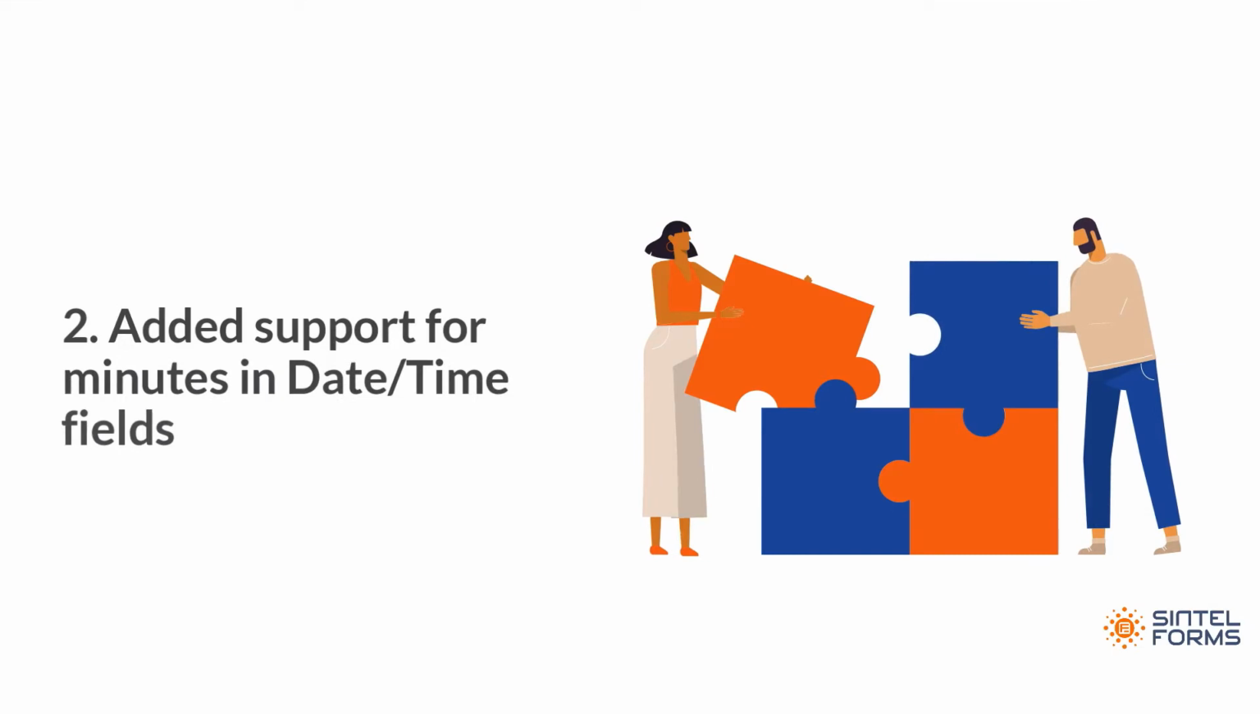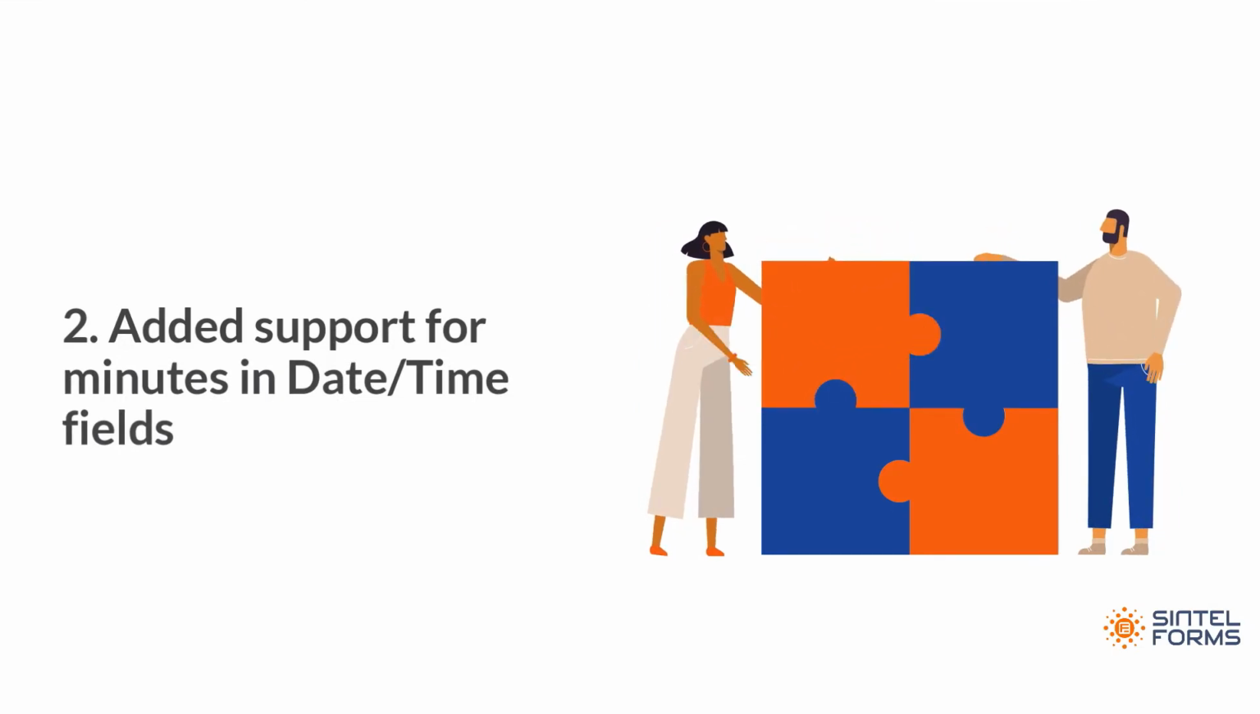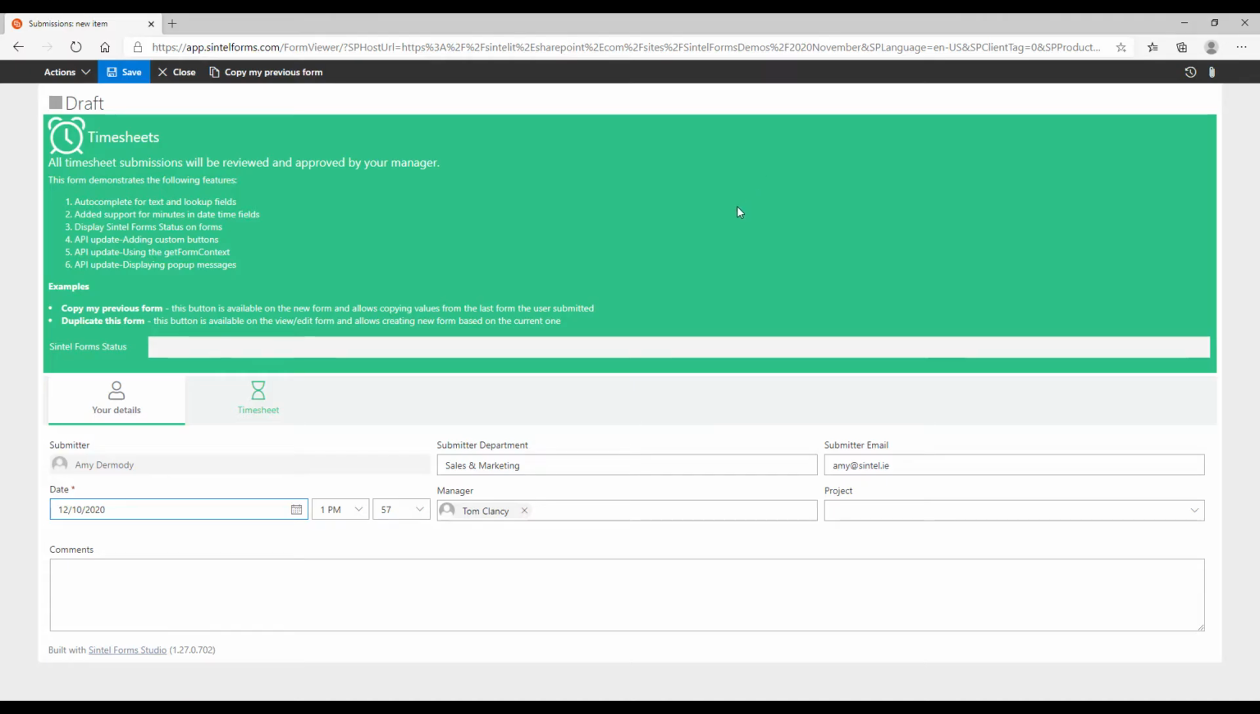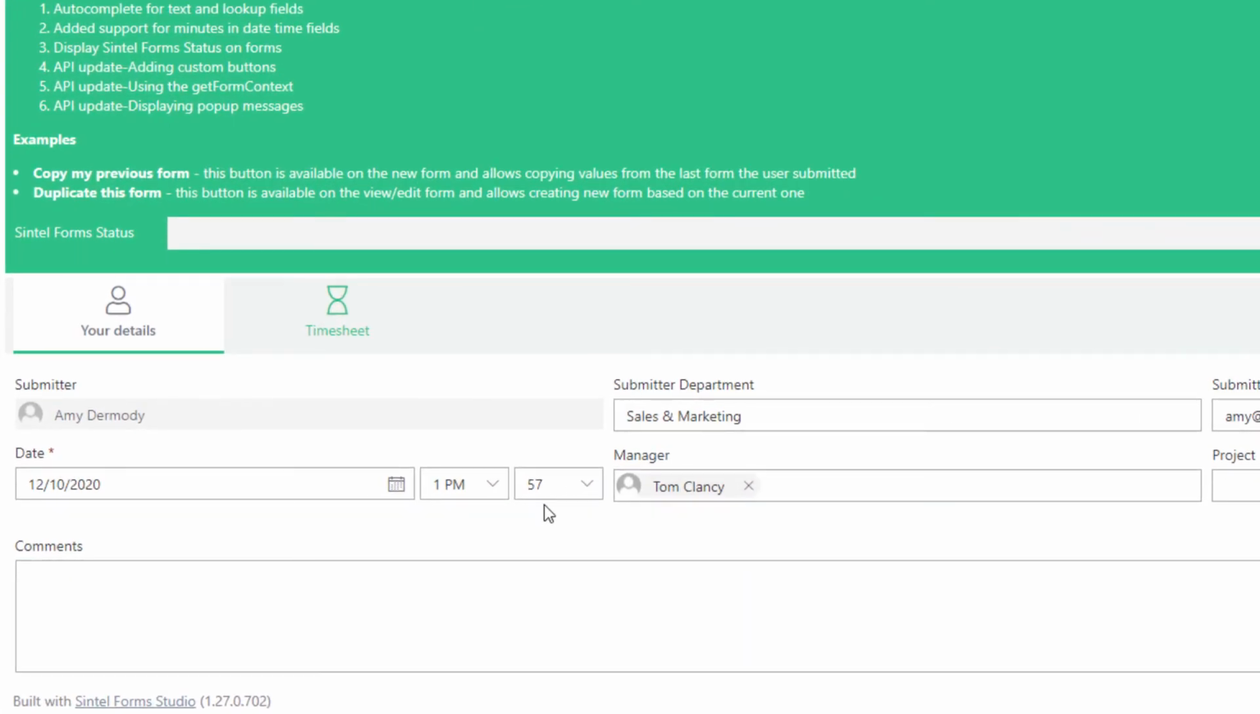We have also added support for minutes in date time fields. The out-of-the-box date and time control of SharePoint only permits setting minutes in multiples of 5, like 5, 10, 15, etc. We've extended our date and time controls to permit the entry of any valid minute value from 0 to 59. You can see on this timesheet example that the form has automatically pulled the time in as 1:57.